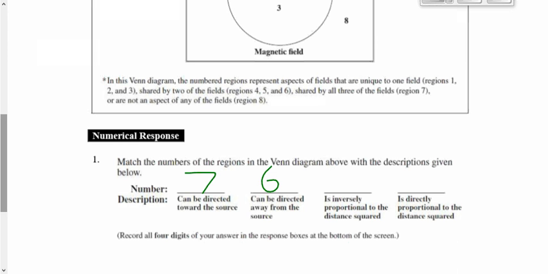Is inversely proportional to the distance squared. Now this is a tricky one. It's potentially tricky at least. It doesn't have to be, but it's potentially tricky. We know that the gravitational force is related to 1 over r squared, right? It's G m1 m2 over r squared. So gravitational field is inversely proportional to the distance squared, right? Gravity works for this one. Okay, what about an electric force? Is it inversely proportional to the distance squared? Yes, it is. So electric works there as well.